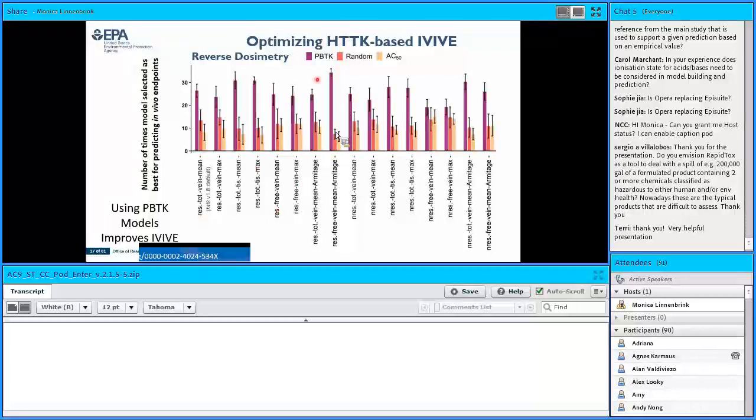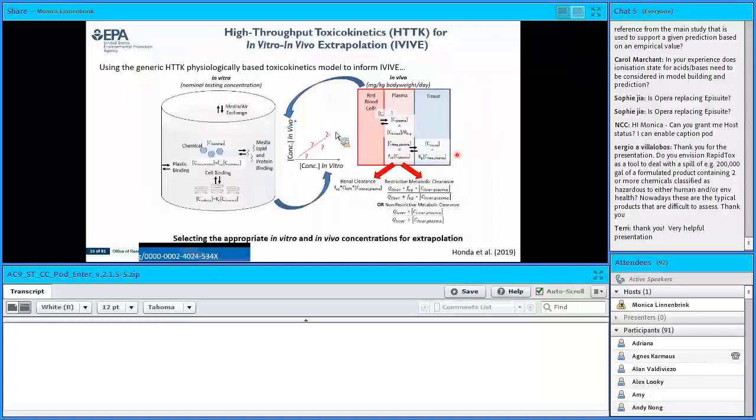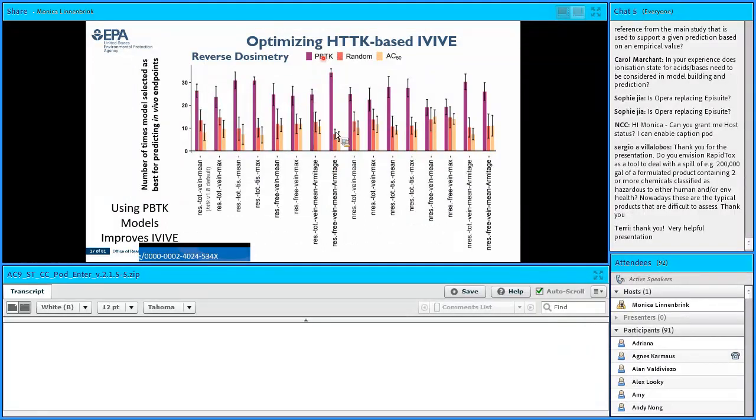Greg Honda, in a paper just published in 2019, looked at, and this is for reverse dosimetry, all of these combinations here, which are different ways, different assumptions about this diagram. What concentration should we relate to what? And every time he was looking at, well, how well do we predict in vivo effects from in vitro effects? And so looking over the ToxCast assays, he checked 3 different situations.